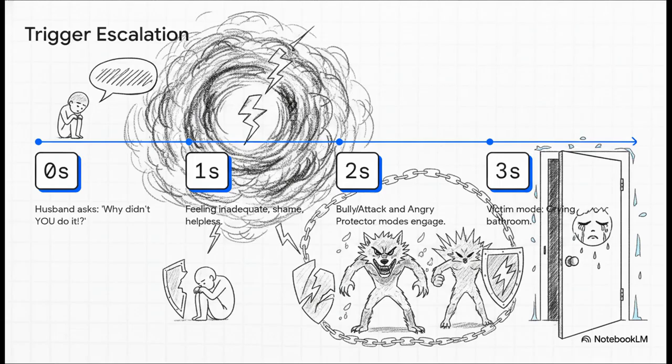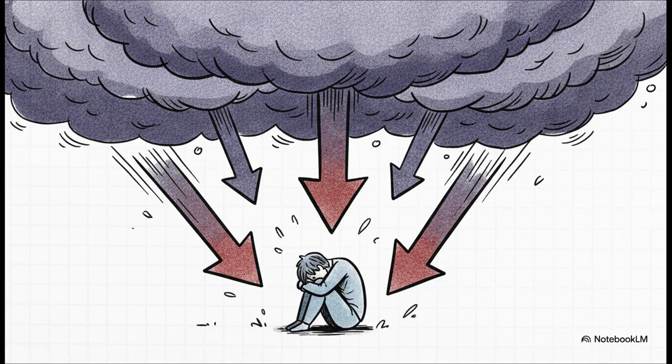A split second later, the behavior shifts rapidly to bully and attack mode. "Well, why didn't you do it?" Then an angry protector mode kicks in to push him away. And finally, it crashes into a victim mode, crying alone in the bathroom thinking, "I do literally everything in this house." The whole cycle happens in seconds. And it doesn't stop there.